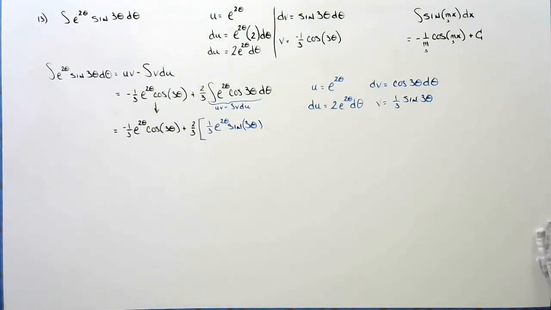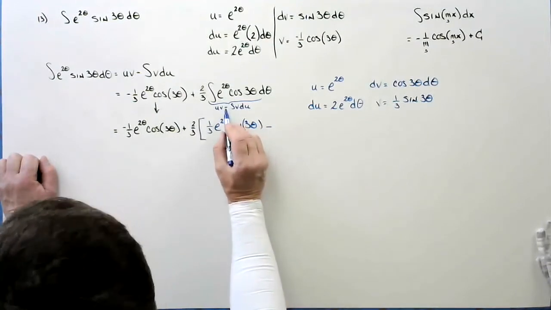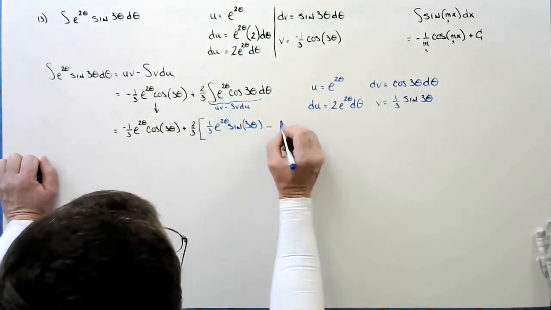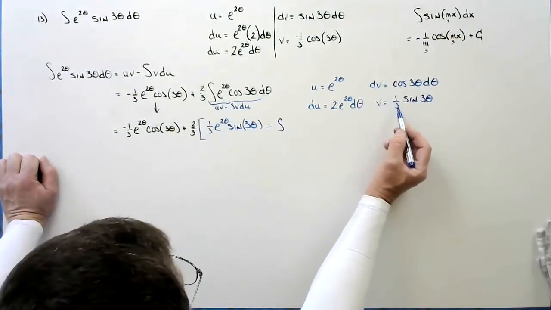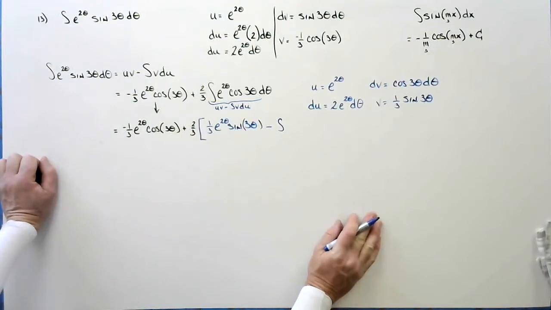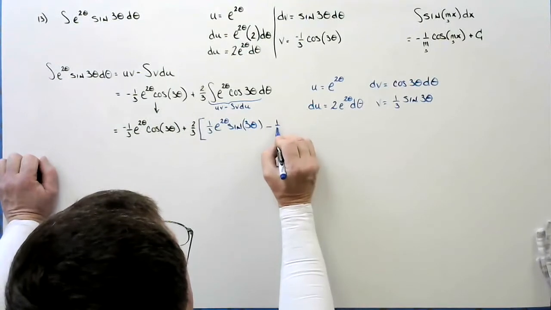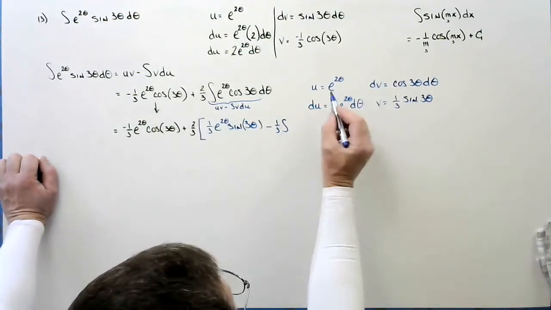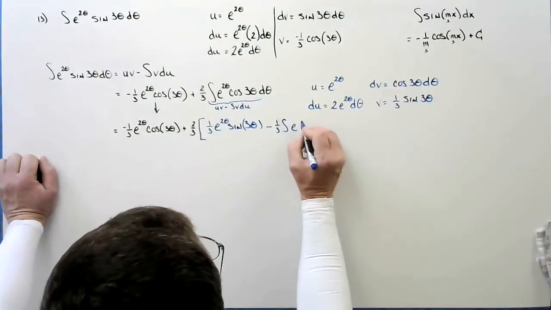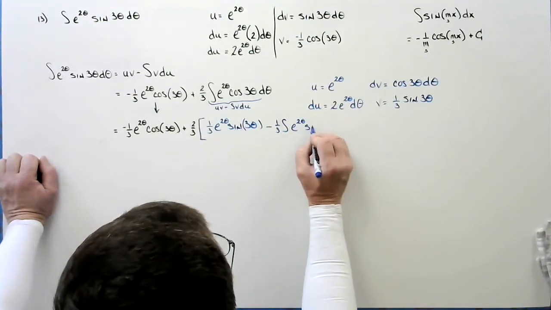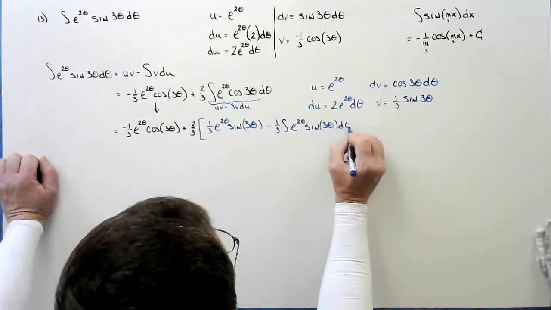That's our uv minus, because we're doing integration by parts, minus the integral of v du. When we take a look at v, we have a 1/3, so we'll put that out in front. The integral: u is e to the 2 theta, v is sine 3 theta, so we get e to the 2 theta sine 3 theta d theta.